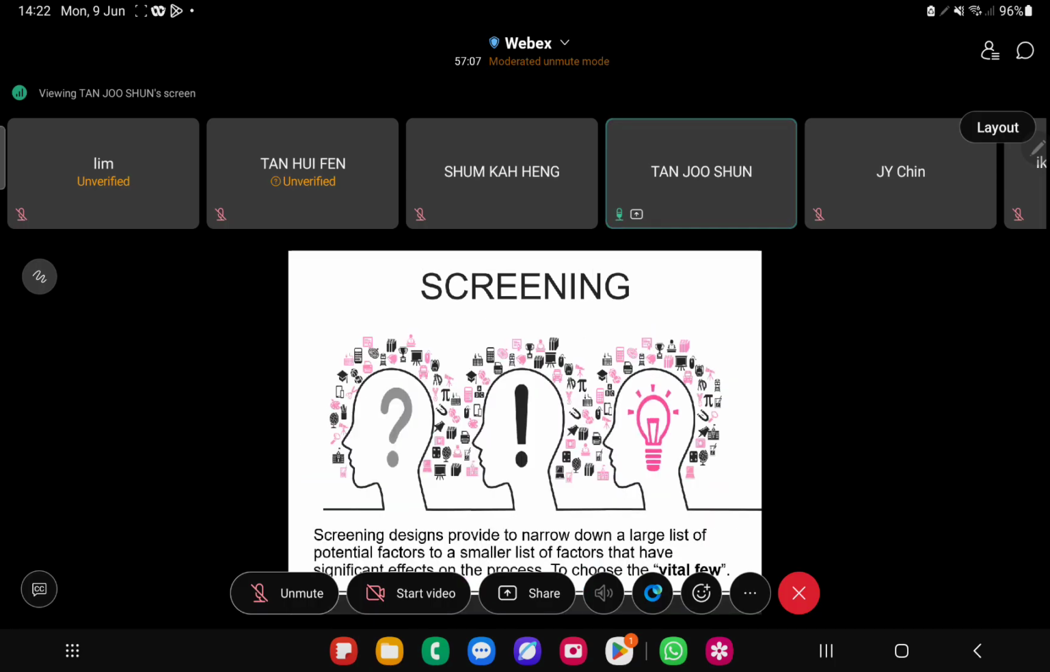Okay, so screening is just to narrow down the vital few. Meaning you just select the important factors, not all the factors.